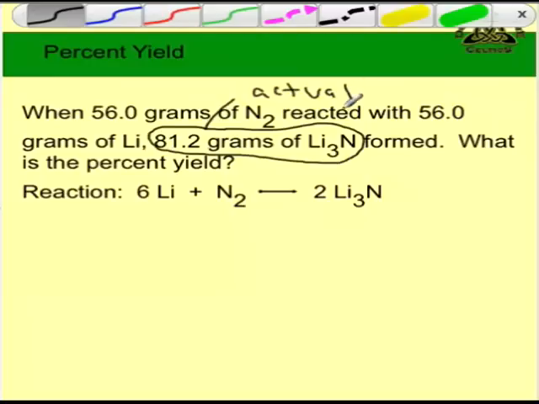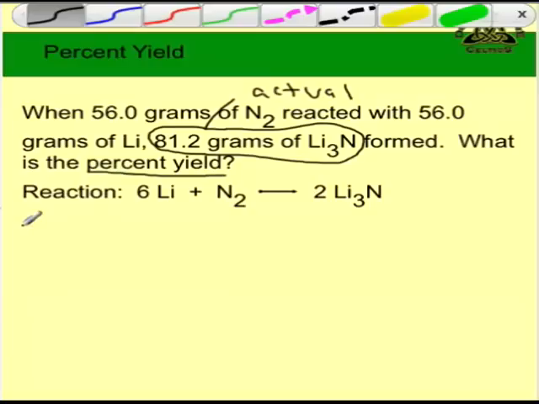You actually got 81.2 grams of Li3N when this experiment was done. In order to find the percent yield, however, what we're going to have to do is to find out the theoretical yield. And in this particular problem, we're going to have to make use of what we've already learned about limiting reactant in order to find this out.